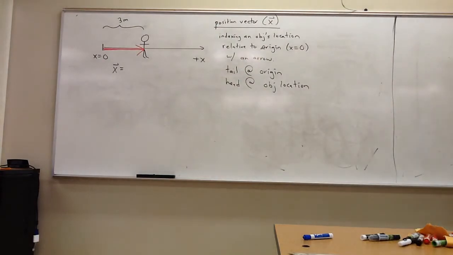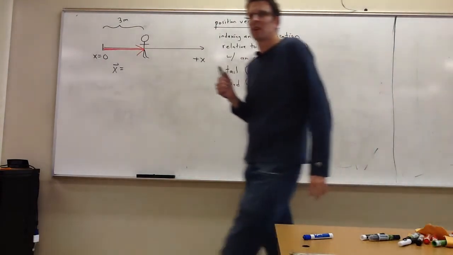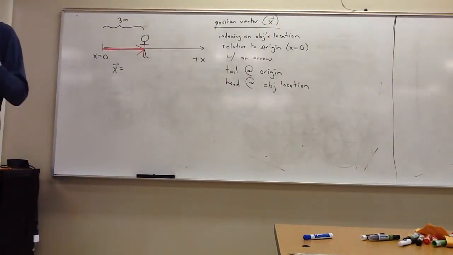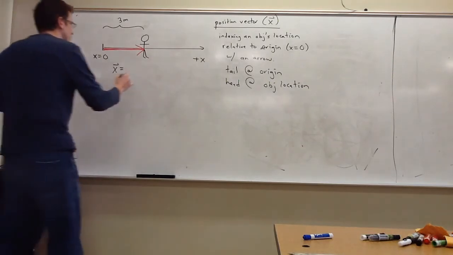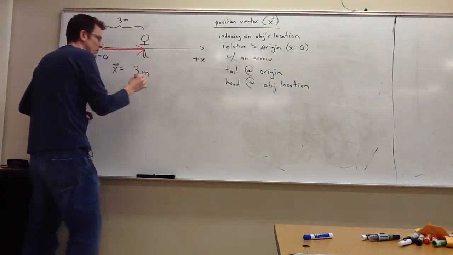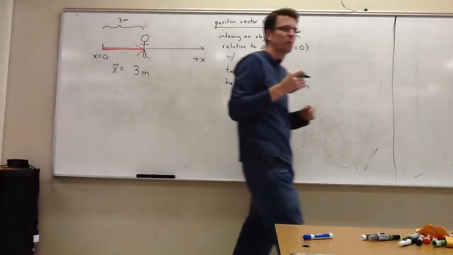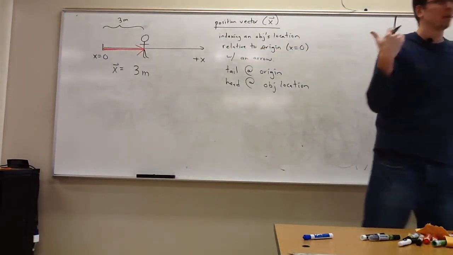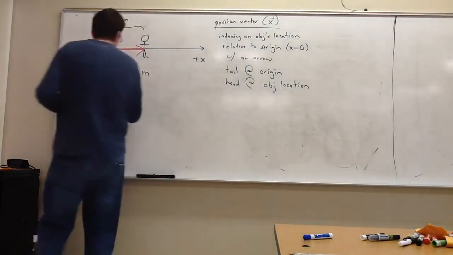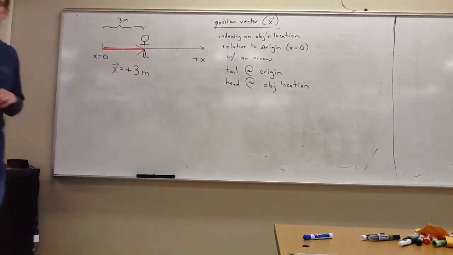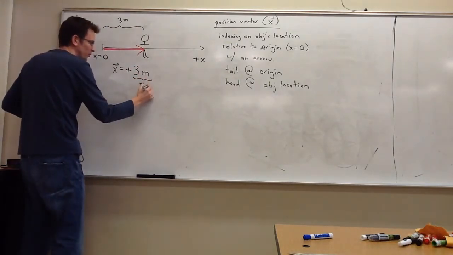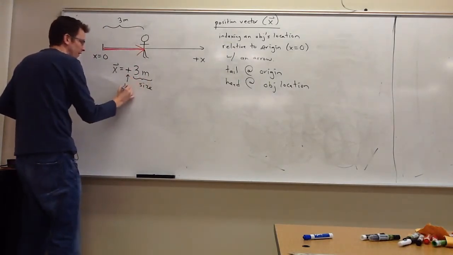So let's write down what this position vector is. Now, first of all, with any vector, there's two pieces of information. One is the length of it. So how long is this arrow? 3 meters. But that's not the only piece of information. The other one is which way it points. So does it point in the positive direction or the negative direction? Positive. So that position vector is plus 3 meters. So there's the two elements of the vector. There's the size, and there's the direction.